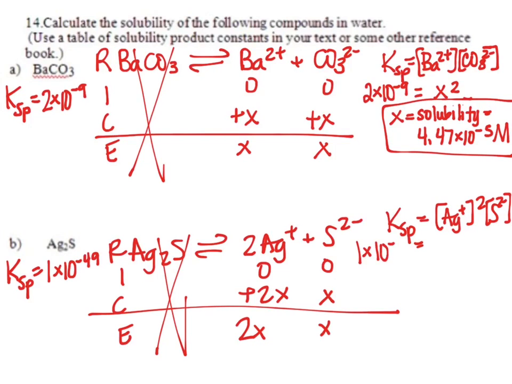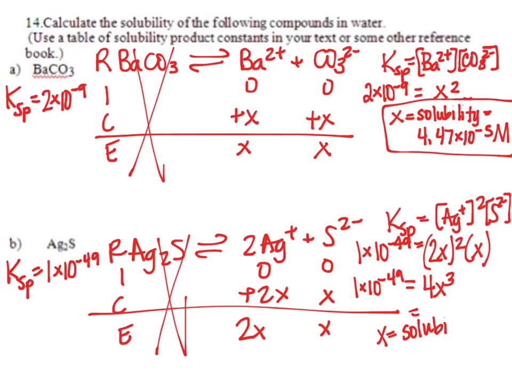1 times 10 to the negative 49 equals 2x squared times x, which gives me 4x cubed, and solve for x. So x equals our solubility, which equals what value? I'm just putting that there to reiterate to you guys that that's what x is when we're talking about KSP.